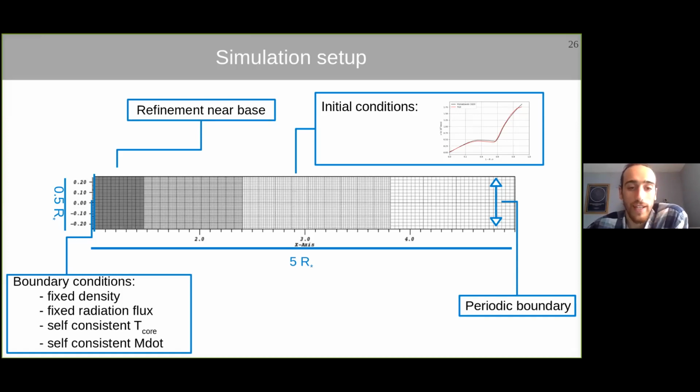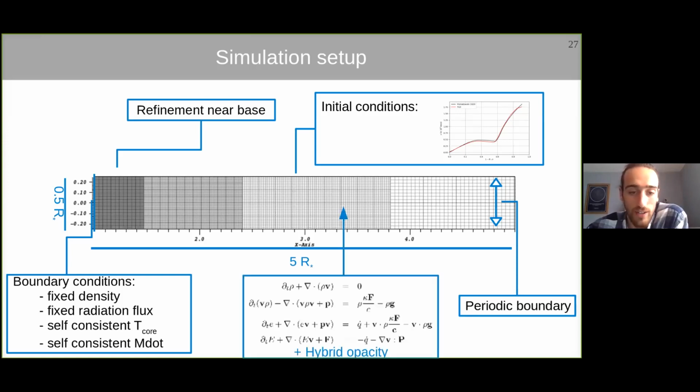So that means if your gas leaves the grid in one lateral direction, it will just pop up again in the other lateral direction. And then we impose initial conditions that have been inspired by our 1D simulations. And we then solve the RHD equations on that grid. And we do this then together with this hybrid opacity formalism that I've talked about earlier. And then we can just evolve the gas and radiation state, and we can see what comes out.